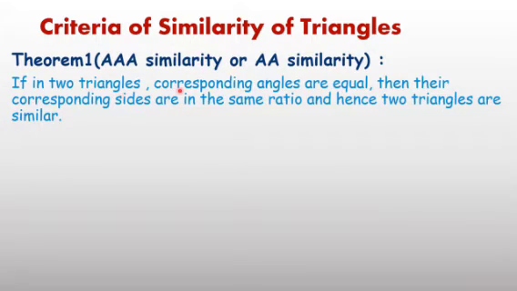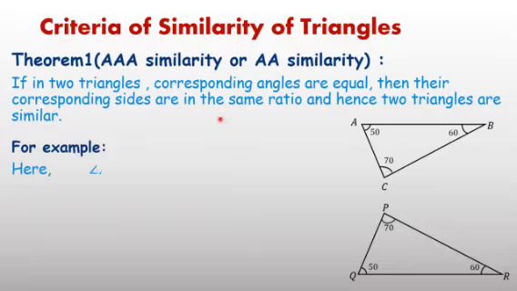Therefore, we can write that in two triangles, if corresponding angles are equal, then their corresponding sides are in the same ratio and the two triangles are similar. Or in other words, the first minimum requirement to prove two triangles are similar is that if the corresponding angles of both triangles are equal, then you can write both triangles are similar. And if triangles are similar, then corresponding sides are in the same ratio.